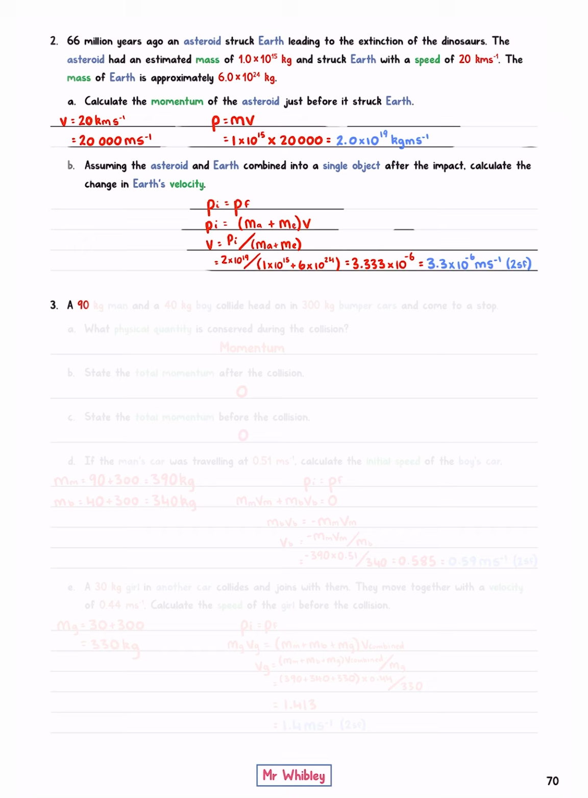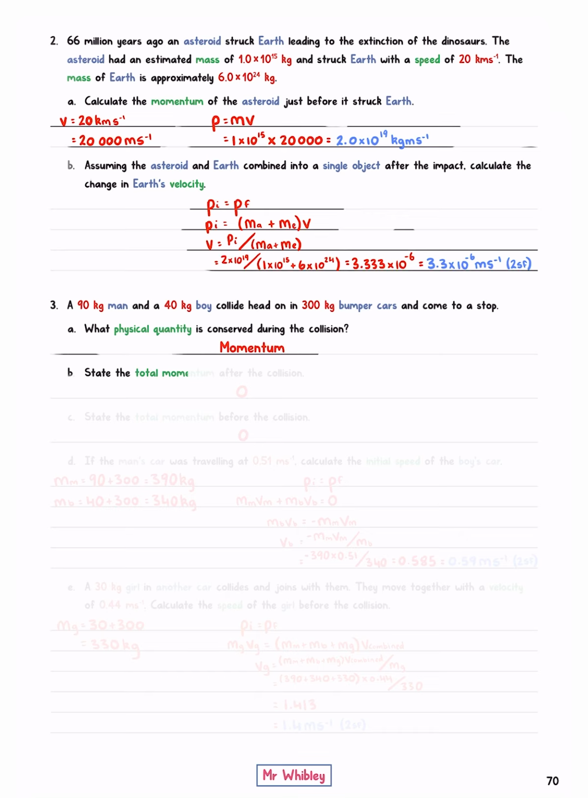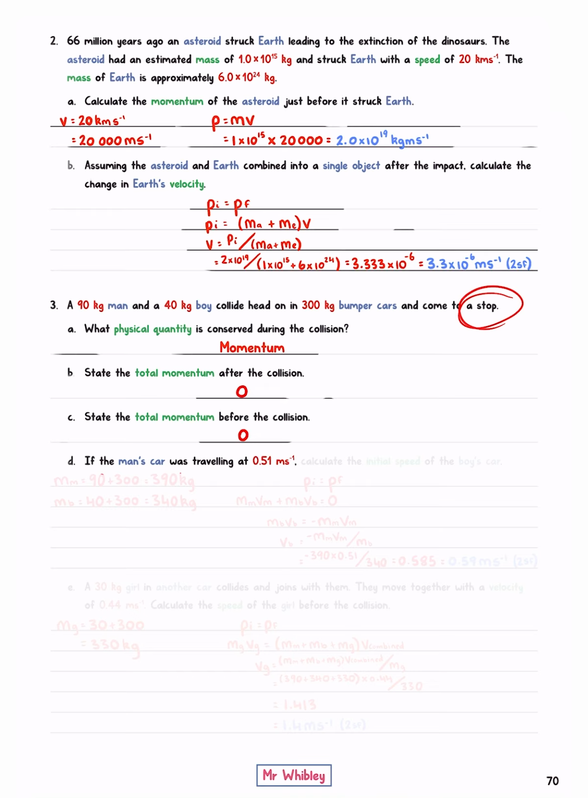Question 3. A 90 kilogram man and a 40 kilogram boy collide head-on in 300 kilogram bumper cars and come to a stop. What physical quantity is conserved during the collision? This is momentum. State the total momentum after the collision. Because they come to a stop, their momentum must be 0. State the total momentum before the collision. Because we know that momentum is conserved, that means that the momentum after the collision must equal the momentum before the collision, and so our momentum must also be 0. If the man's car was traveling at 0.51 meters per second, calculate the initial speed of the boy's car.